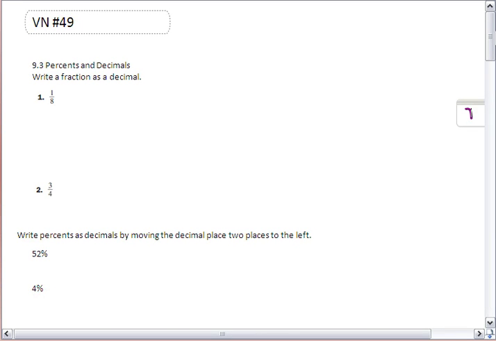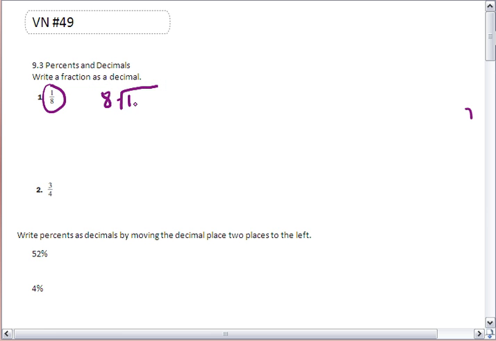Lesson 49, Percents and Decimals and Using the Percent Equation. To start this lesson, we're going to start by writing fractions as decimals. Remember, a fraction is division in disguise. So this fraction here is like taking 1 and dividing it by 8.